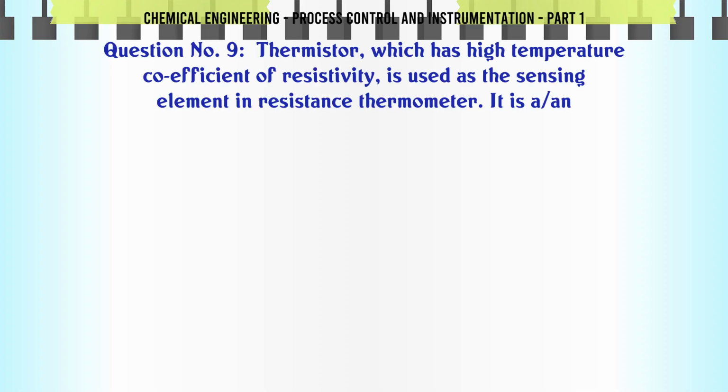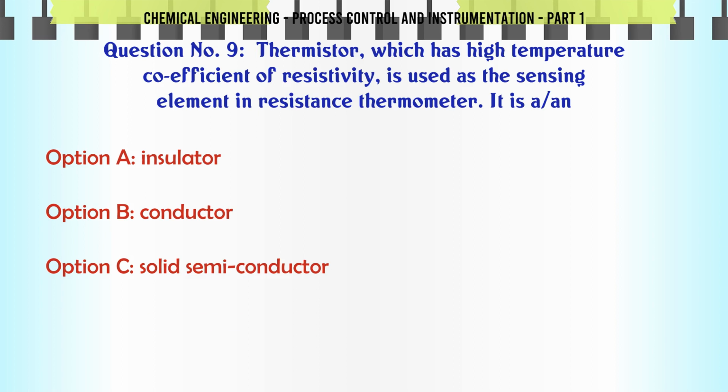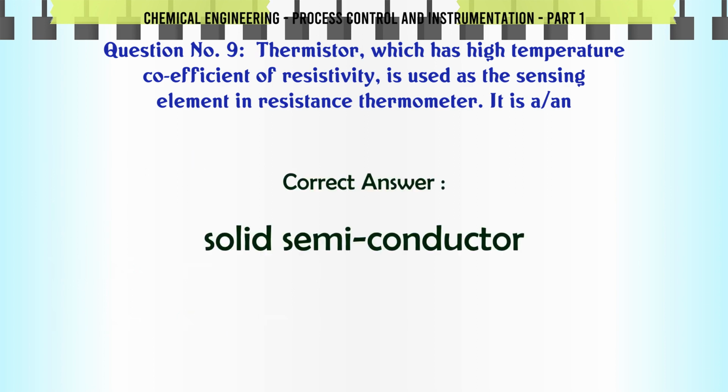Thermistor, which has high temperature coefficient of resistivity, is used as the sensing element in resistance thermometer. It is A. Insulator. B. Conductor. C. Solid semiconductor. D. Liquid semiconductor. The correct answer is solid semiconductor.